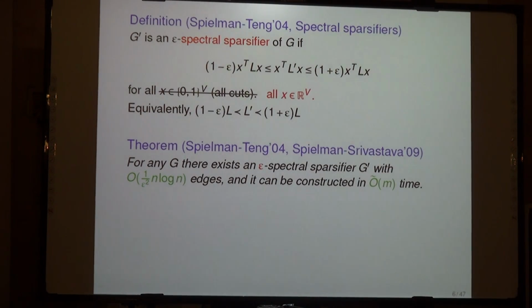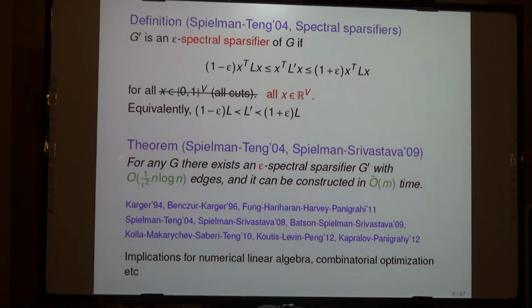Okay. So a result from Spielman and Teng, and then from Spielman and Srivastava in 2009, shows that any graph G admits an epsilon spectral sparsifier with also about n log n edges. So you can compress any graph with up to n squared edges down to about (1 over epsilon squared) n log n edges with weights. And you can construct such sparsifiers fast.